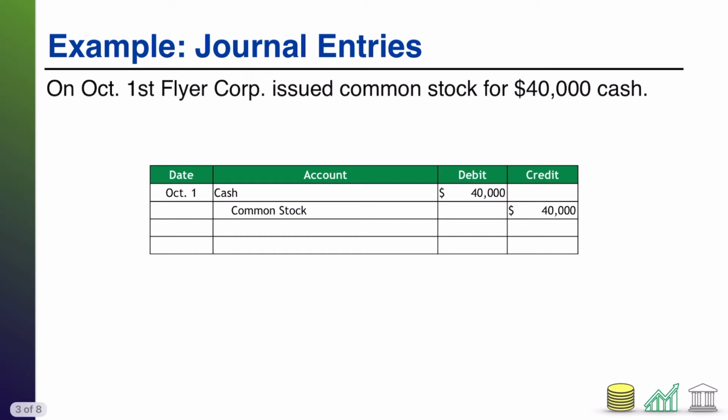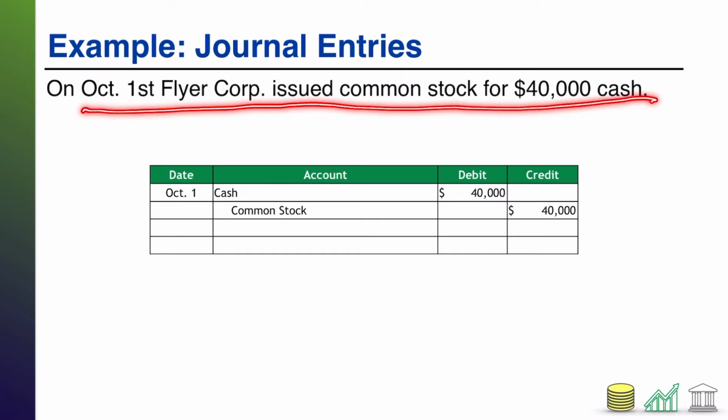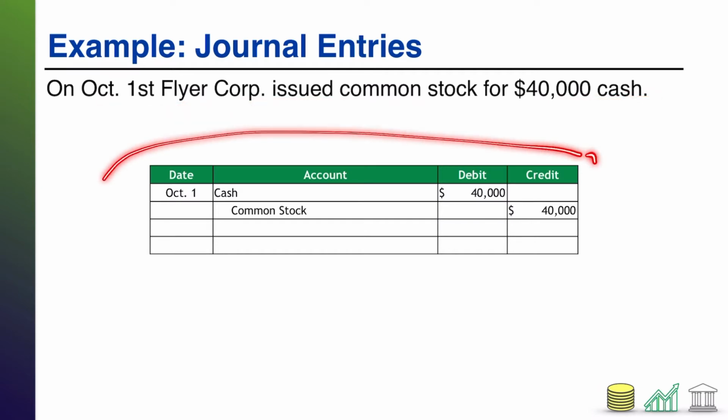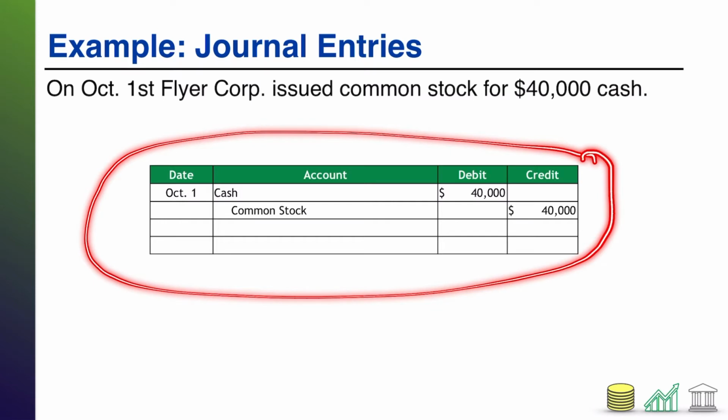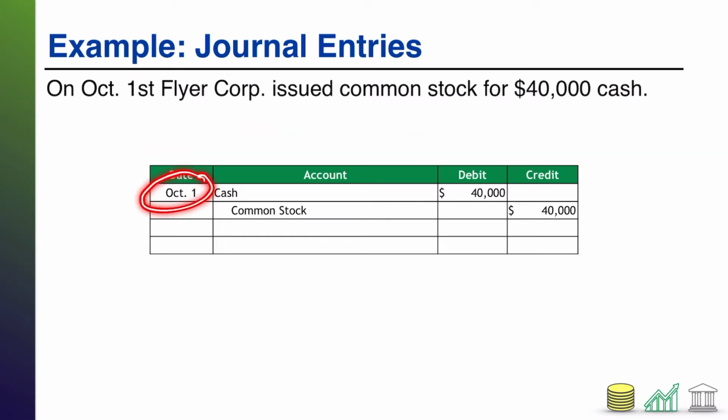So let's take a look at a few examples of journalizing economic activity. Here we have on October 1st, FlyerCorp issued common stock for $40,000 cash. Notice, here is my journal, or at least a clip of the journal. I have a column where I have the date, October 1st. I have the accounts impacted. FlyerCorp issued some common stock to investors, so common stock is going up. And they received some cash from those investors, so cash is going up. In this case, cash is an asset increasing.